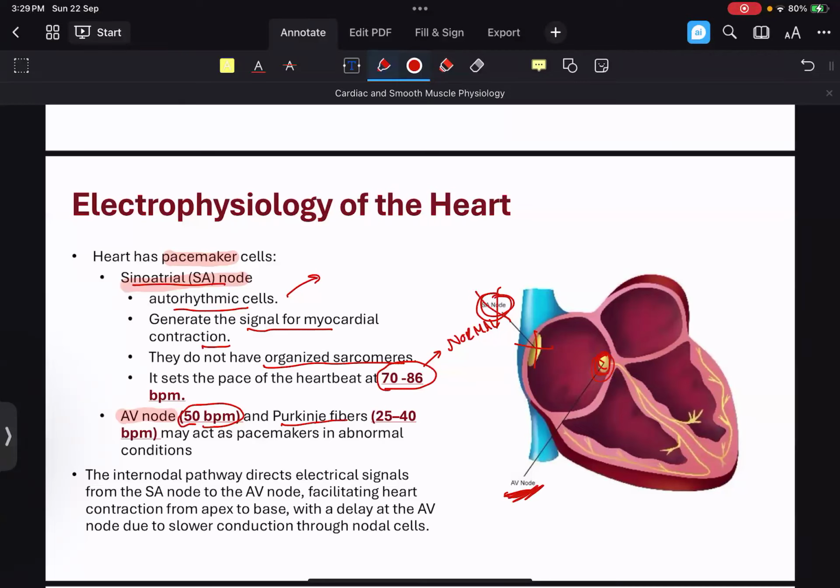Furthermore, you have Purkinje fibers. Purkinje fibers, they're not really pacemaker cells, but in the case of damage to your other two pacemaker cells, they can act as pacemaker cells, and their heart rate is 25 to 40 beats per minute. I would suggest that you guys memorize these numbers because he did highlight them in his PowerPoint.